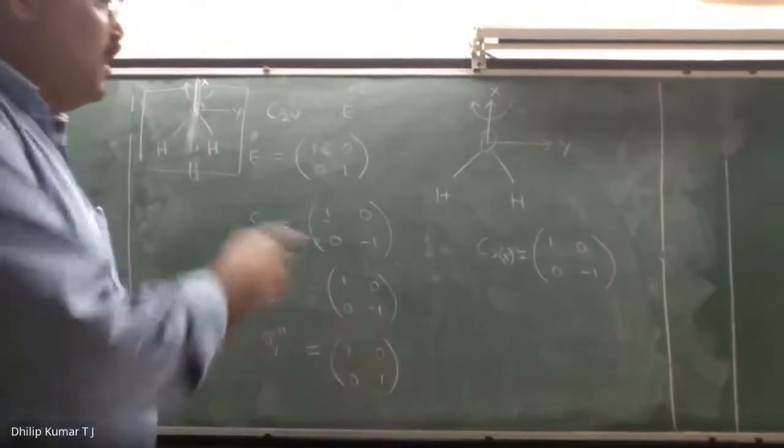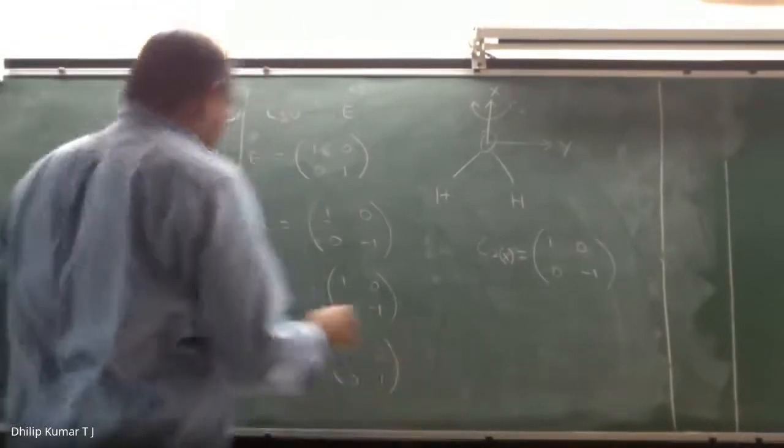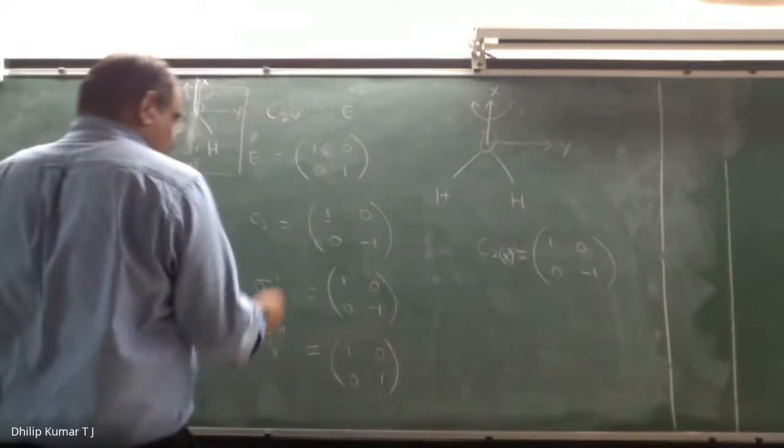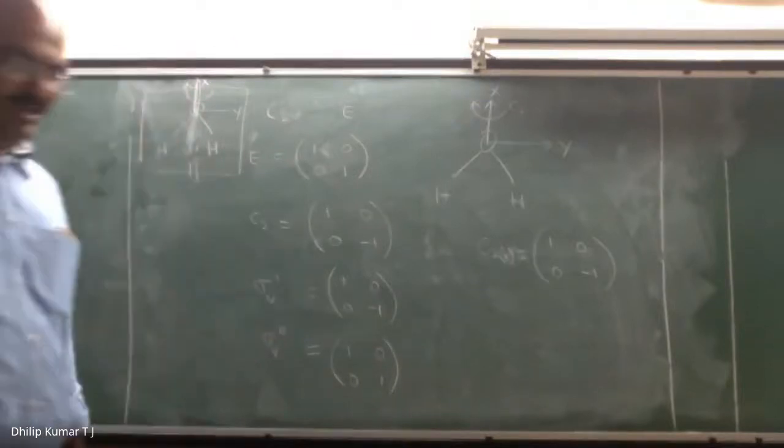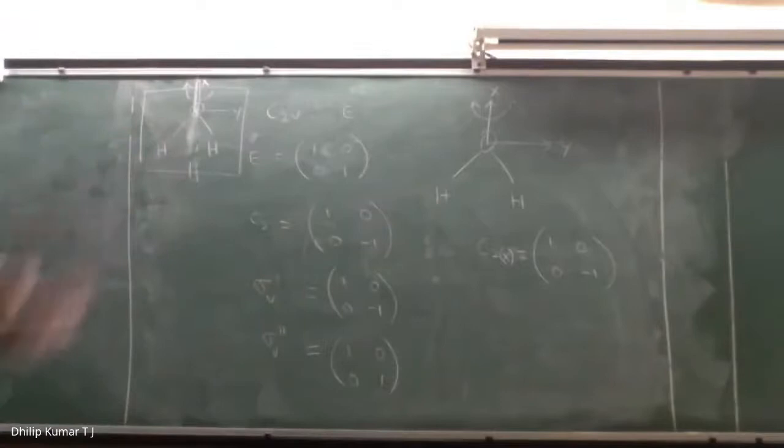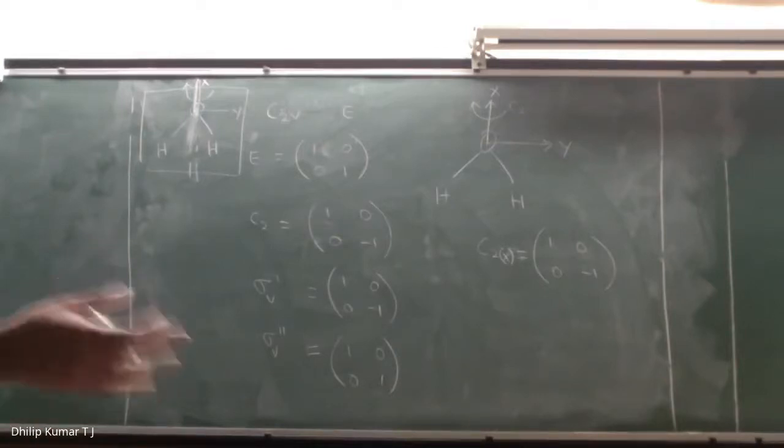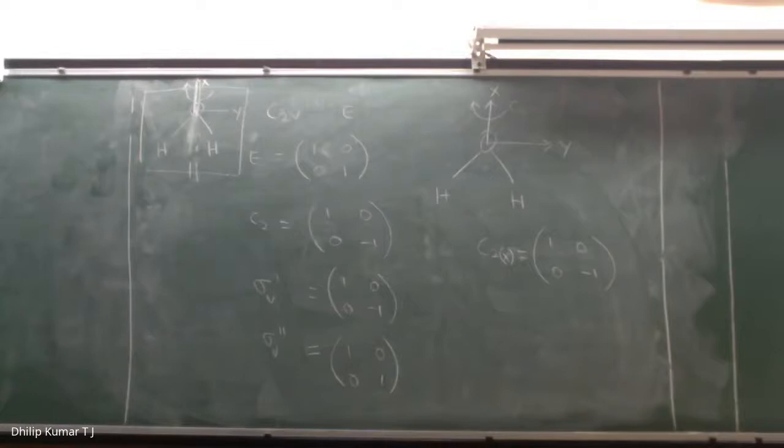Someone asked, how do we know? I mean, sigma v prime and C2 operations, their matrix representation could be the same type. But the only thing is its property has to be valid. The group property has to be valid. Like if you take the product, it should give another matrix of the same type.